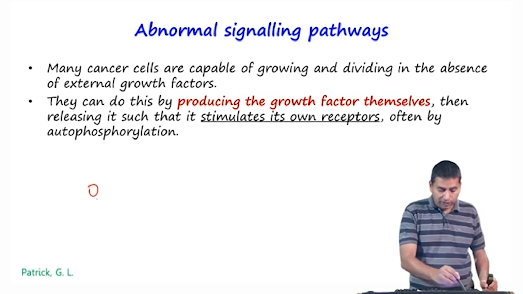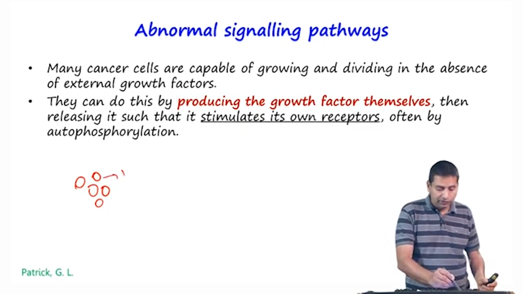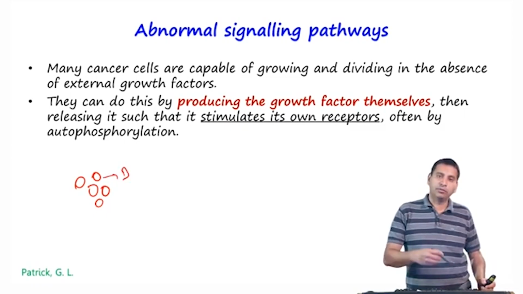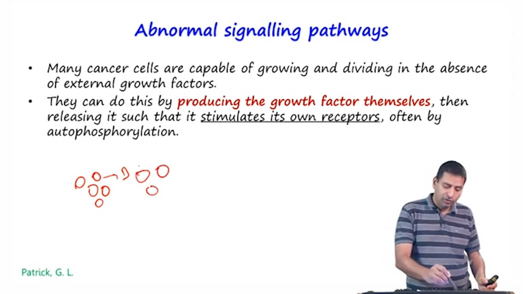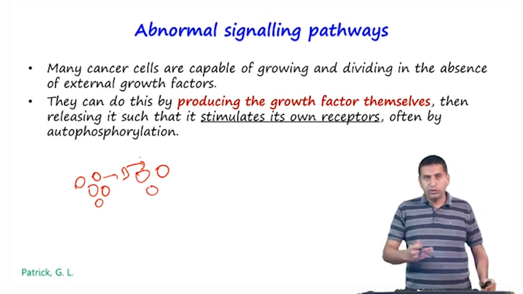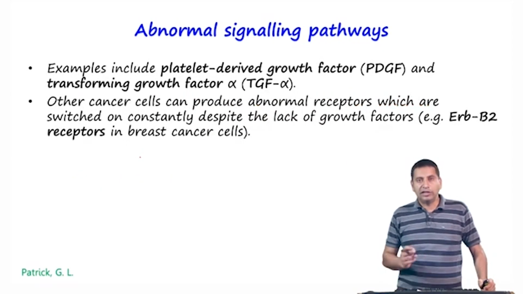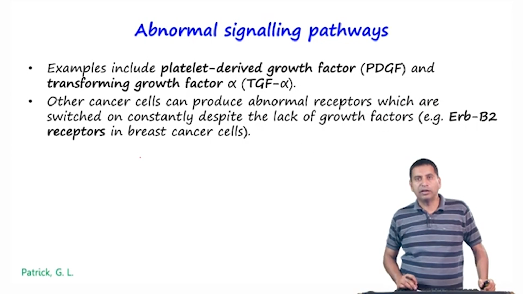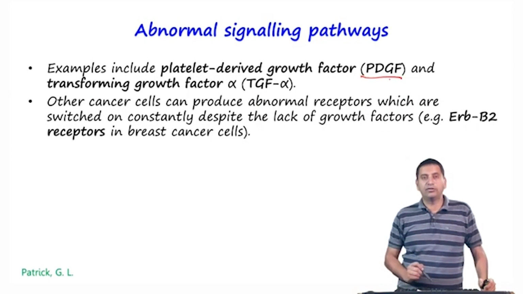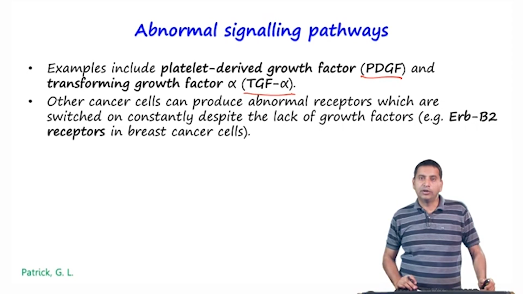So, you can have a series of cancer cells which are growing and do not need any growth factor at this point, but they can produce these growth factors, which then further allows other cancer cells to grow. This is a process which can occur through autophosphorylation. Through this mechanism, these cancers become immortal. Examples here are platelet derived growth factor, called PDGF, as well as transforming growth factor known as TGF alpha.